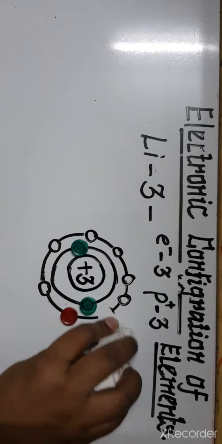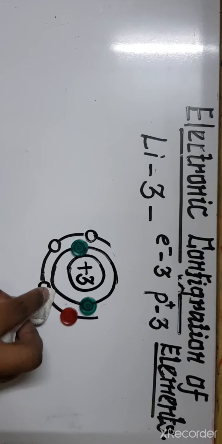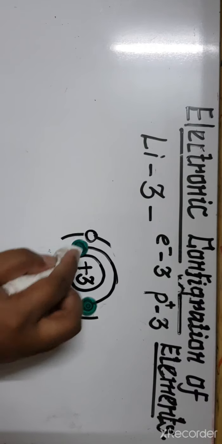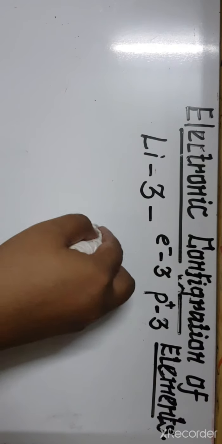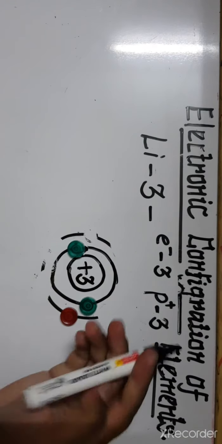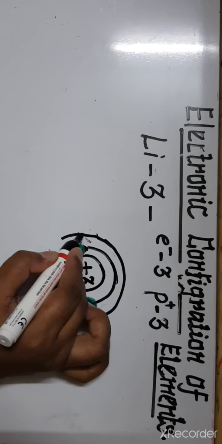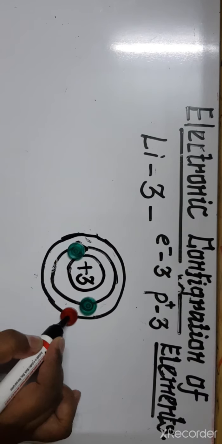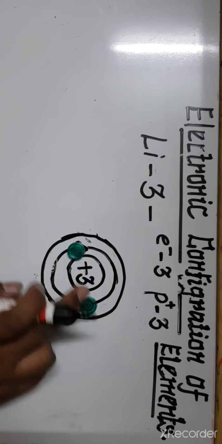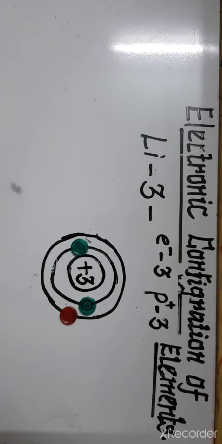Those empty spaces, here I am just erasing, and I am drawing the complete shell over here. The second complete shell I am drawing here. So this one will be the second shell. In the second shell, how many electrons are there? There is only 1 electron in the second shell. And how many electrons are present in the first shell? There are a total of 2 electrons in the first shell.